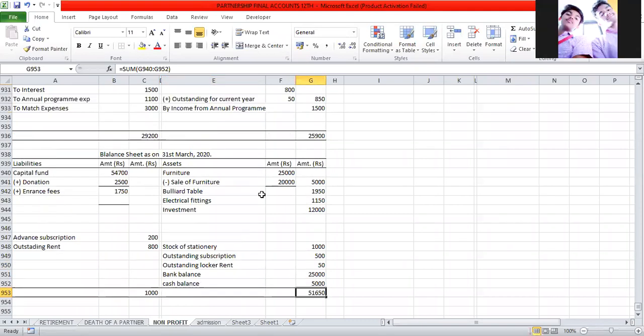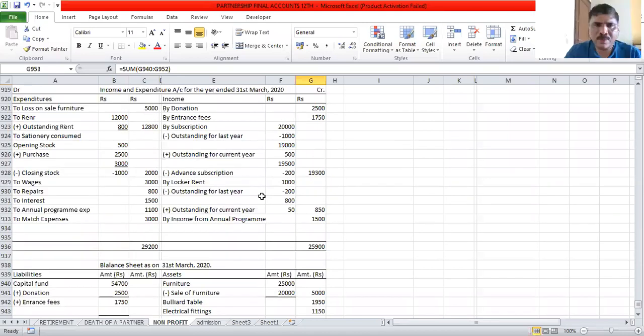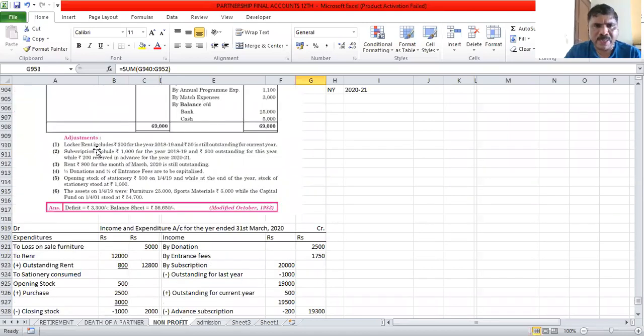Now come to the adjustments one by one. First, locker rent is done. Second, subscription part is done. Third, rent outstanding is over. Fourth, half of the donation and half of the entrance fees are also over. Fifth, opening stock of stationery and closing stock of stationery are also over. Now we have to take out those assets which were at the beginning of the year, that is, the assets on 1st April 2019.